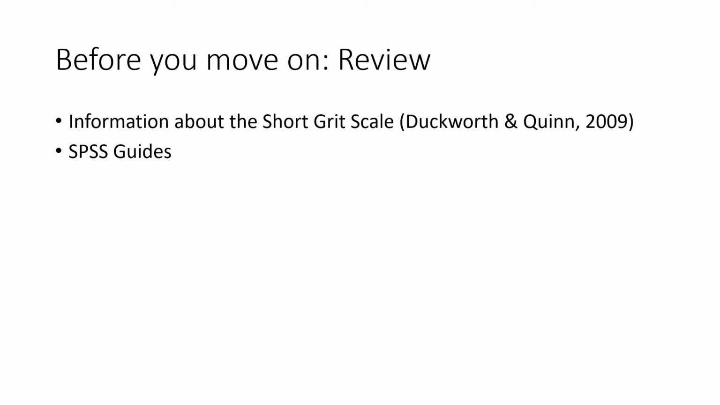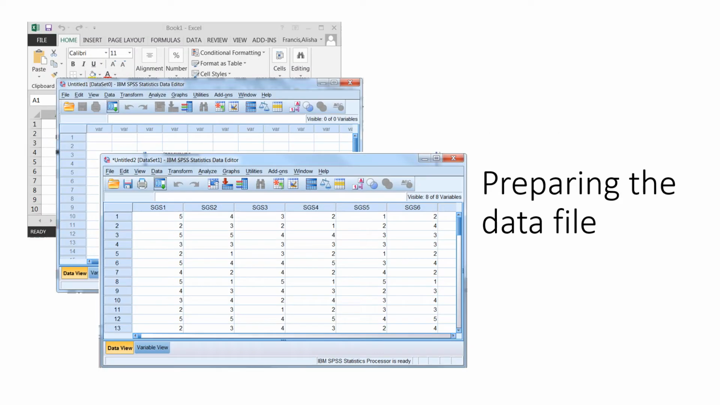Before you move on, you'll want to review the information about the short grit scale I used as an example in previous recordings. I'll continue using that example. You might also want to review the SPSS guide for the correlation. As I mentioned, I'll continue working with the example data set from the short grit scale that I used in the other examples. Thinking about this in terms of the other steps we've learned about, we would need to have prepared the data file for analysis, including computing scale scores.